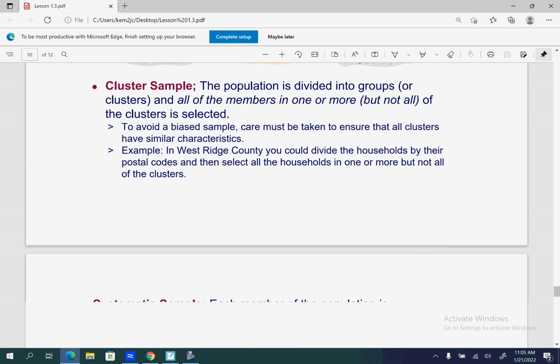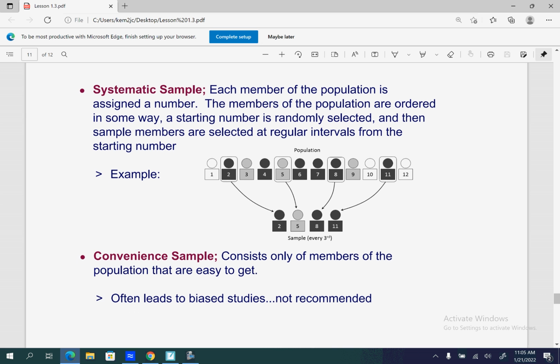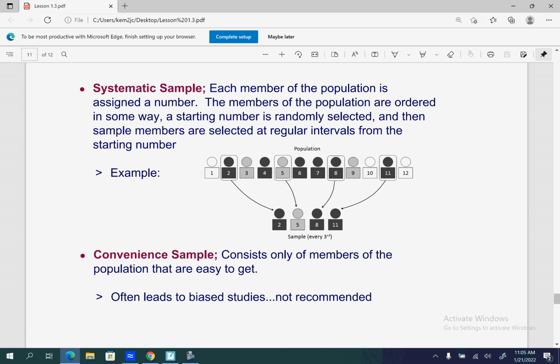The last 2 are systematic and convenience. Systematic, we saw in an example in an earlier lesson, I think it was like third or sixth person that walked into the mall, do you remember that? As a systematic sample. Those people were naturally ordered in some way, and every sixth person was then interviewed. So that's systematic. And then finally, convenience sample.